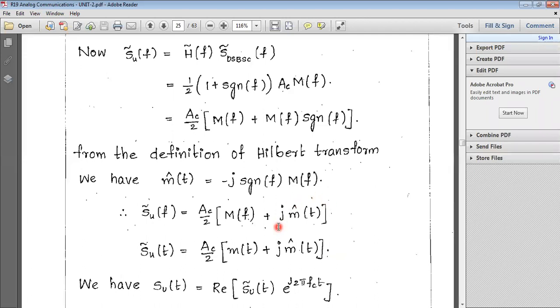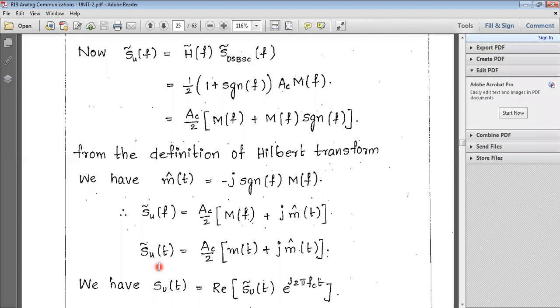Now, our aim is the time domain description. So in time domain, if you write the expression, the envelope of the SSB signal is equal to Ac by 2 into M of t plus j into M cap of t. What is this? This is the complex envelope of the SSB signal.